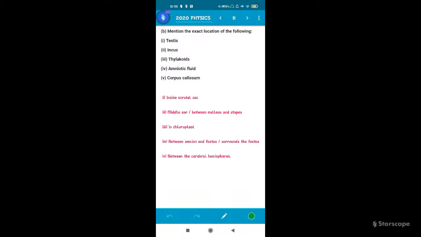And even if you write leaf, you might get half marks if the examiner is willing to, but otherwise I don't think you are going to get any marks for it. So be a little specific. So the correct appropriate answer will be chloroplast.